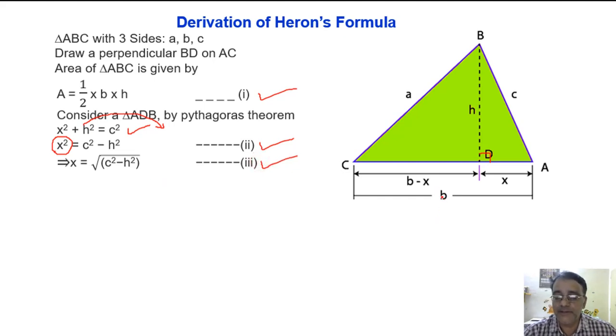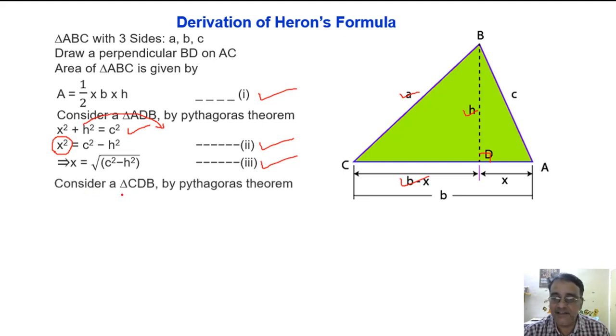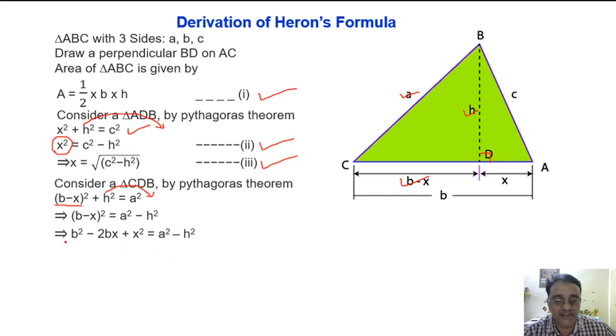Okay, now we are going to apply Pythagoras theorem to this triangle BCD. So what can you write between these three? a square is equal to h square plus b minus x whole square. Very good. So consider triangle CDB. By Pythagoras theorem we will get b minus x whole square plus h square is equal to a square. Okay, so now expand this one. We'll get b square minus 2bx plus x square, and at the same time shift this to this side. So we'll get this step.